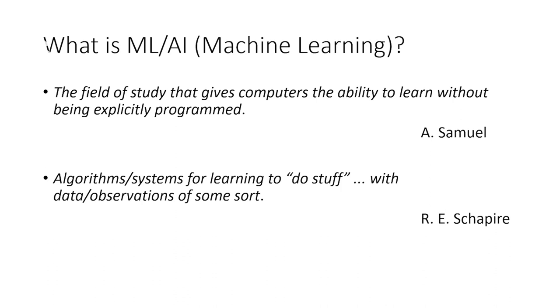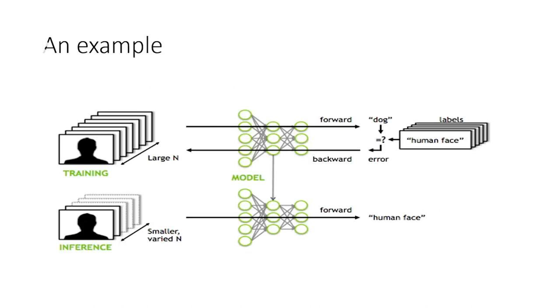That's systems that do stuff with data or observations. This is really what machine learning is about, and we're going to talk about what this "do stuff" is. So this is a classical example. I have data, training data, probably a lot of samples. And here I have a model. Think of this as a neural network in this example. And then I need to decide what is the right label: human face, dog, cat, and so forth.